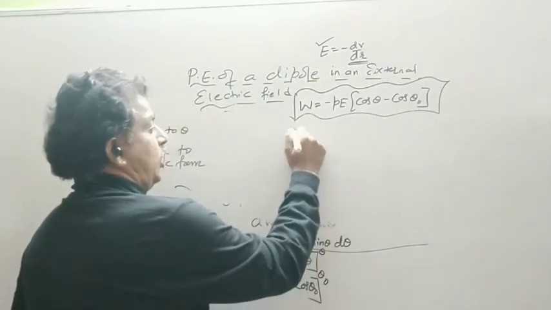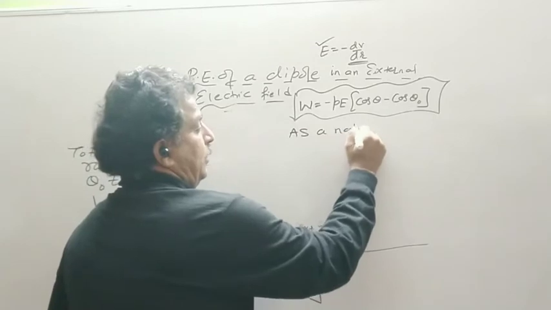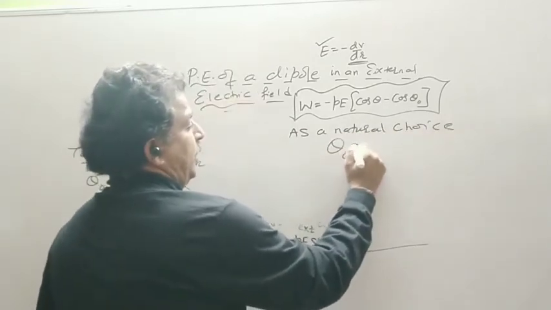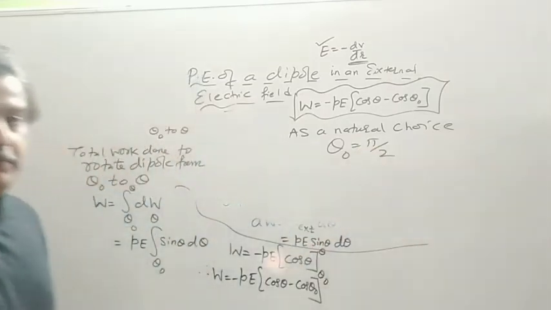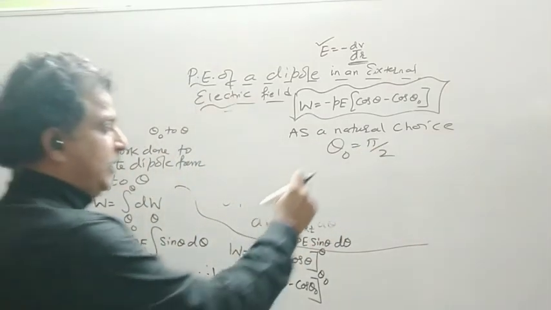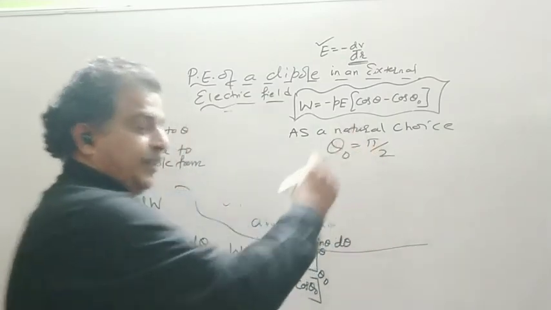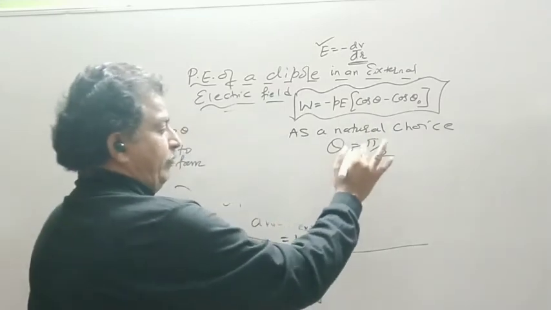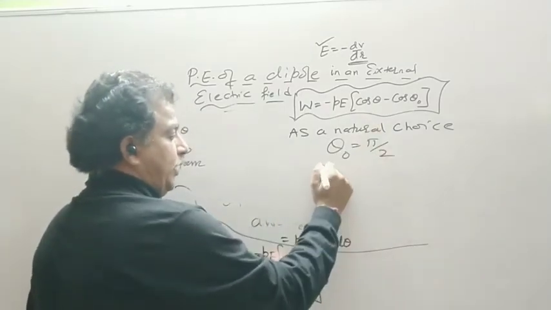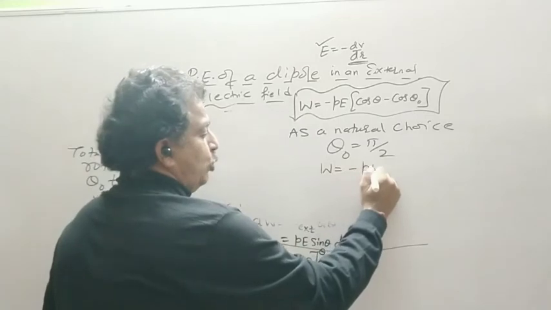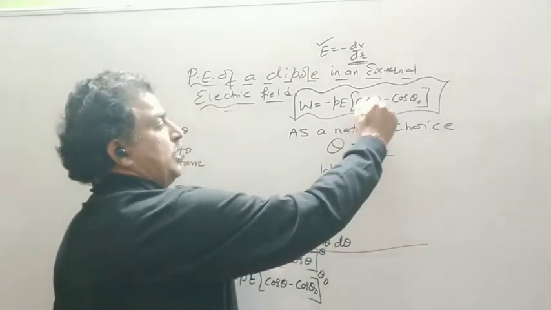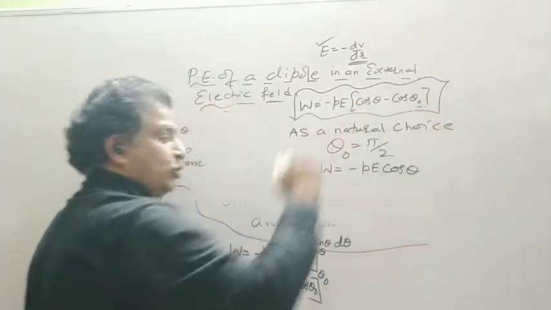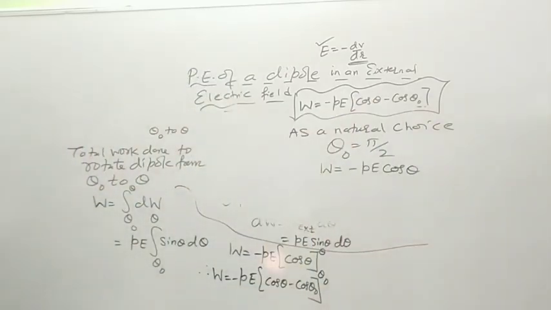But as a natural choice, theta naught is assumed to be pi by 2. Now we will see why this initial angle is taken as 90 degree or pi by 2 radian. For the time being, we assume theta naught is pi by 2. In this case, W is equal to minus PE cos theta, and cos theta naught, cos 90, is 0. So the formula reduces to minus PE cos theta.